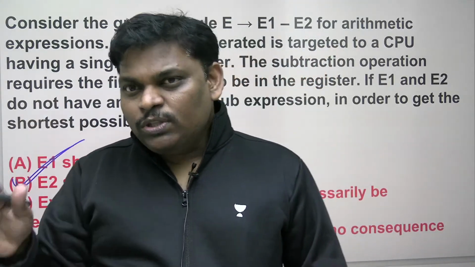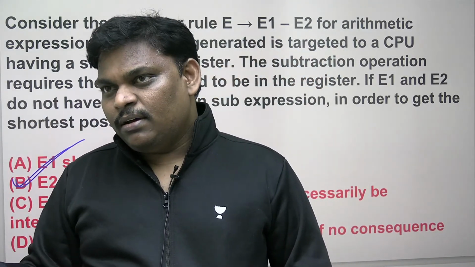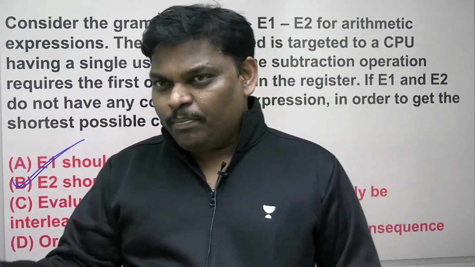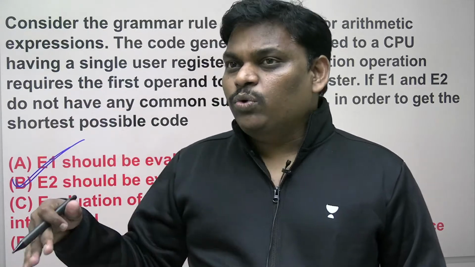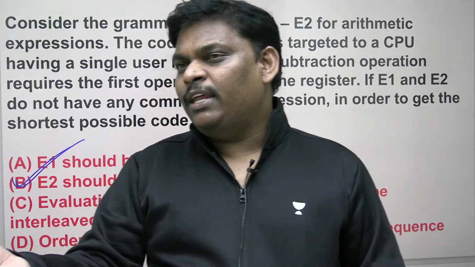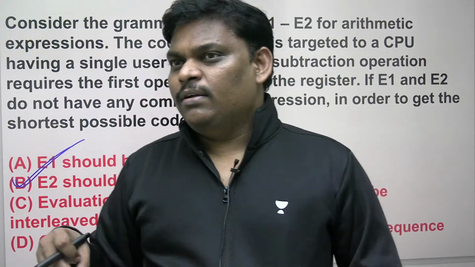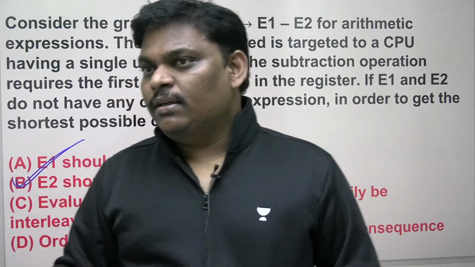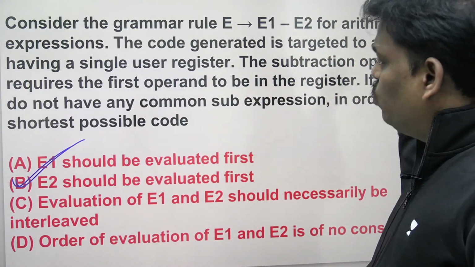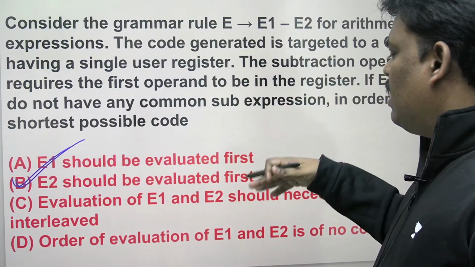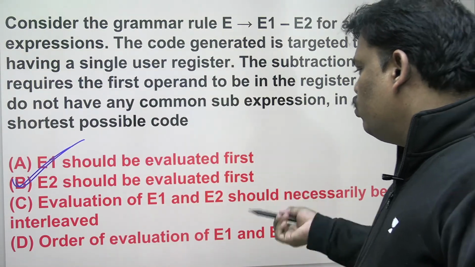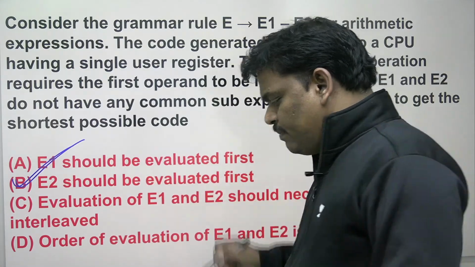You first took the operand in the register. After completion, you have to store it in the temporary. Afterwards, you do E2 in the register. Again, E2 you have to keep in the temporary variable. Again, you have to take E1. Then the code becomes a little larger. The best idea is first to do E2 and store in temporary. Next, do E1 in the register, already there. Then you can do E1 minus E2. So E2 should be evaluated first will be the answer.